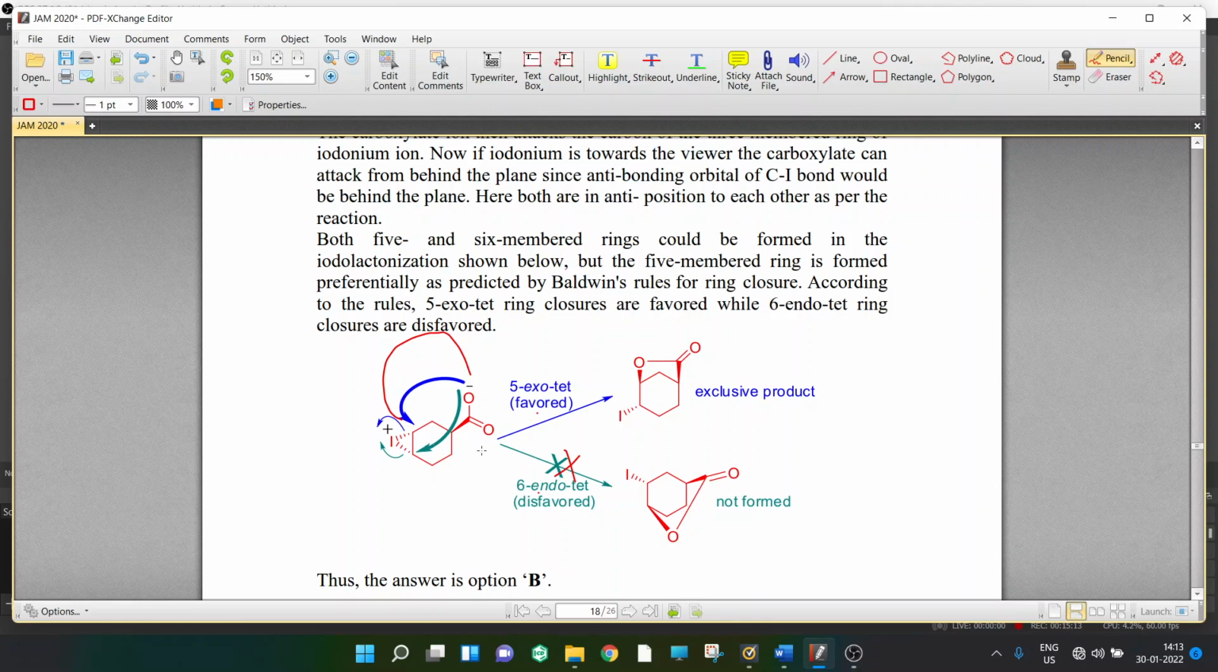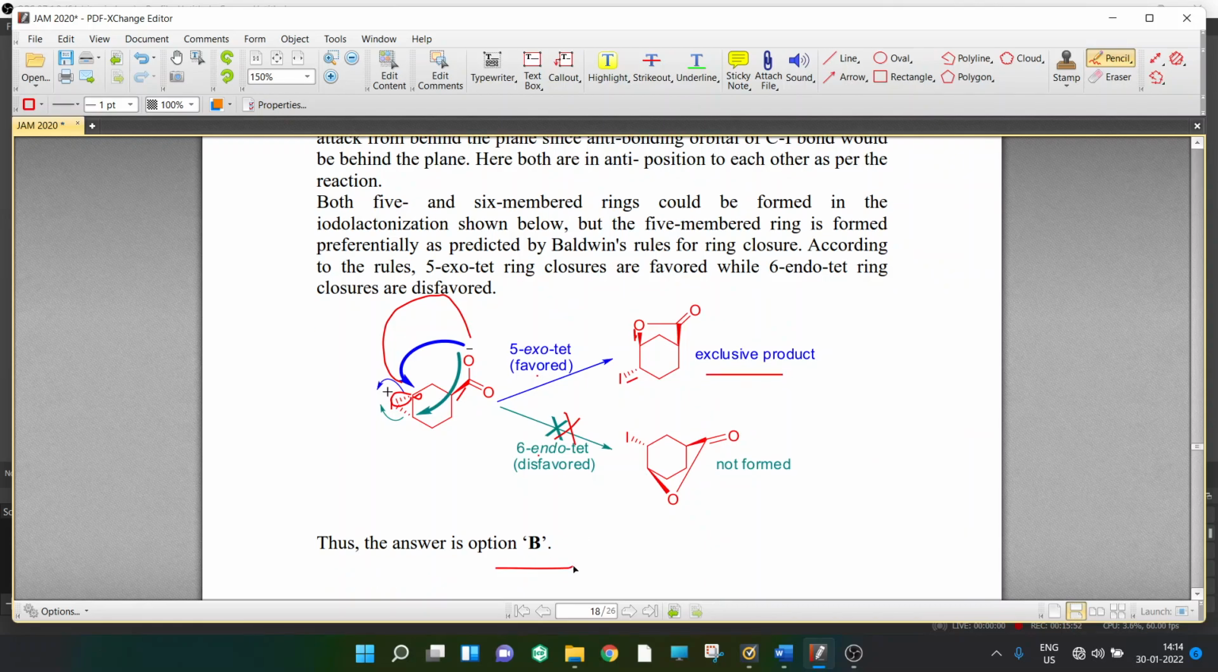So it goes and attacks here. Now you see, this iodine is away from the viewer, so the bonding molecular orbital is behind the screen. What happens to the anti-bonding molecular orbital? It is exactly 180 degrees to it, so it is towards the viewer. So this O minus will attack from the front, very happily, and therefore this bond and this bond are towards the viewer, whereas iodine goes away from the viewer. So you get this as the exclusive product, and the product is option B.